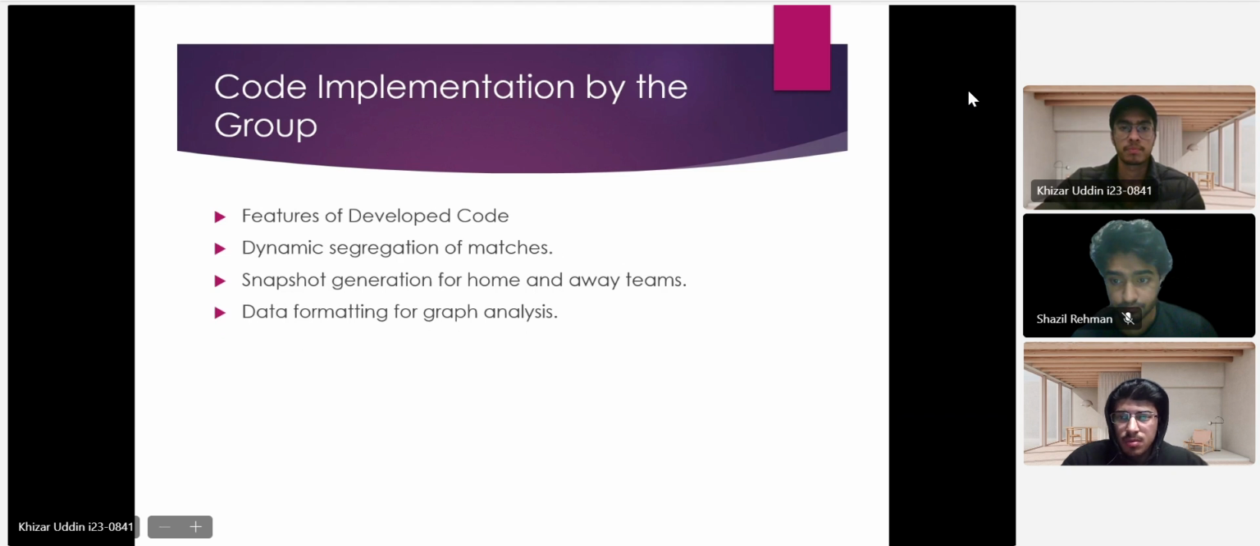Coming towards the code implementation, our team developed custom code to process the dataset efficiently, in which dynamic segregation of matches based on time intervals was done. Snapshot generation for both home and away teams was also done, and the data was formatted into a graph-friendly structure for subgraph analysis. This implementation bridged the gap between raw data as well as graph-based pattern detection.